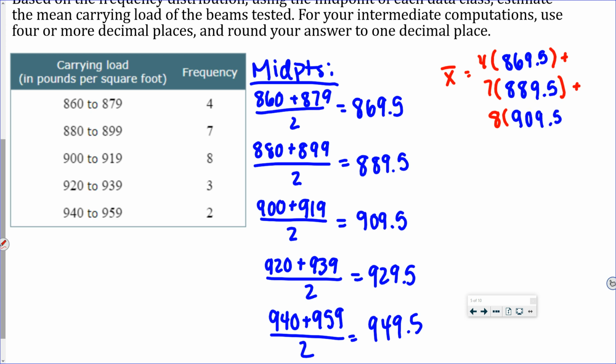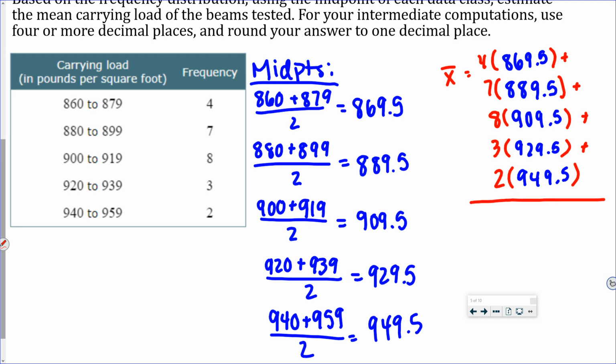At the midpoint of 909.5. Next one, 3 at 929 and a half. 2 at 949 and a half. Okay, so we'd add up all those midpoints times our frequency, divide by the number in our sample. You could either just add these together or do what we did in the last one where you're like, okay, 4 plus this total.